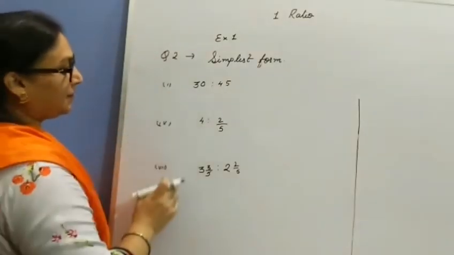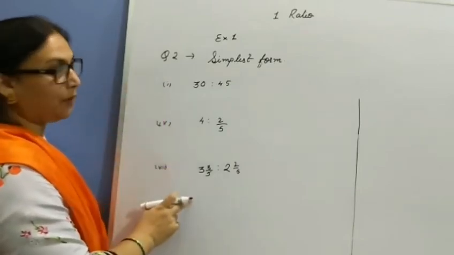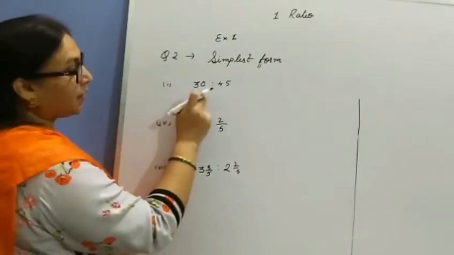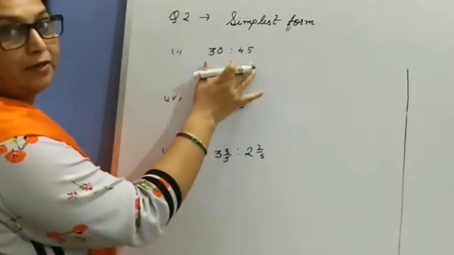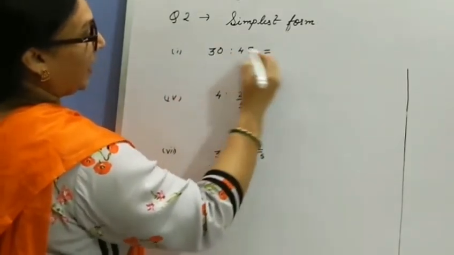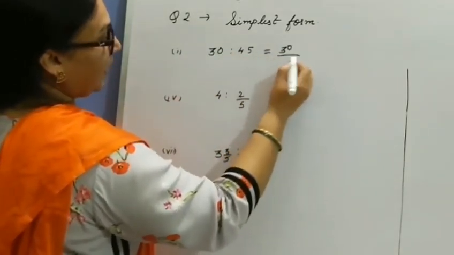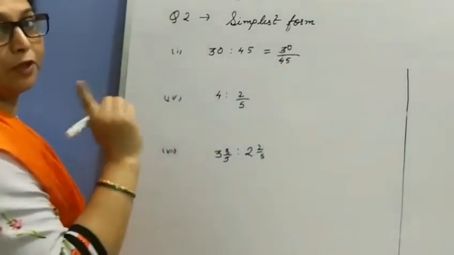Children, look at these 3 sums. These are exercise 1, question 2. Convert the following given ratios into simplest form. Question number 1, 30:45. Here the antecedent and consequent both are whole numbers. So how to proceed? First write as a fraction. Antecedent is the numerator and the consequent is the denominator. Now simplify, means convert to the lowest term.